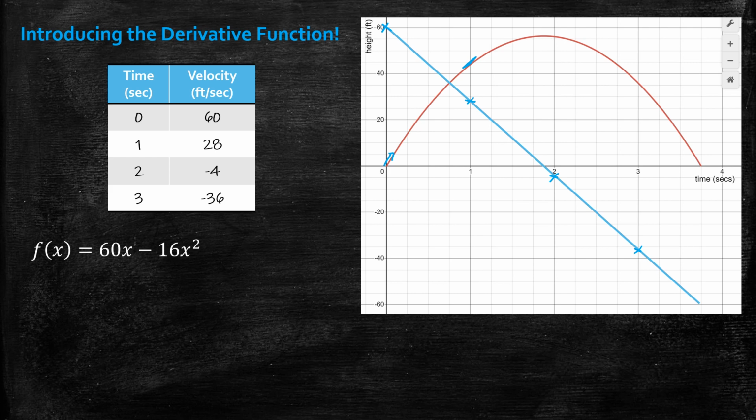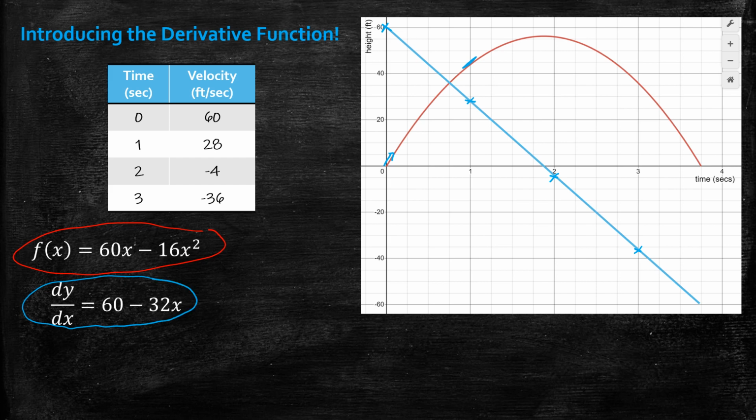So the red graph is f of x equals 60x minus 16x squared, and we worked out the instantaneous rate of change in the previous slide, and we get dy by dx equals 60 minus 32x. And there we see it: 60 is the y-intercept, and minus 32 is the slope of that. So for every 1 second, the velocity drops by 32. Well, this is a function in itself. I mean, we all know that linear functions are functions in their own right.